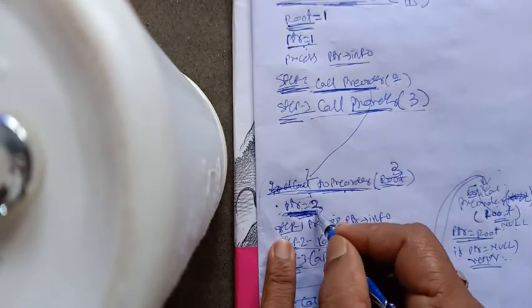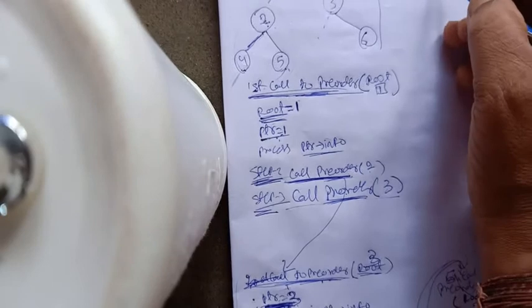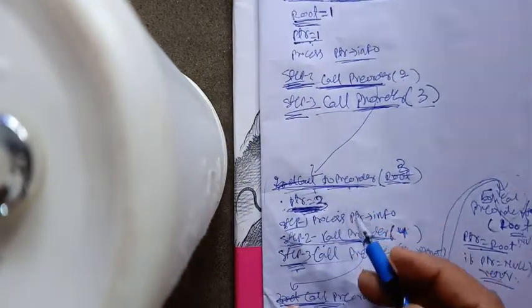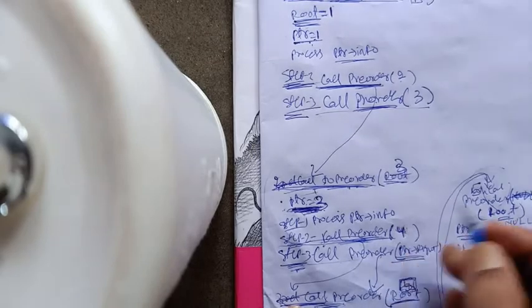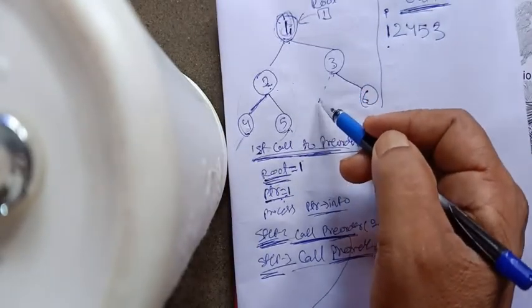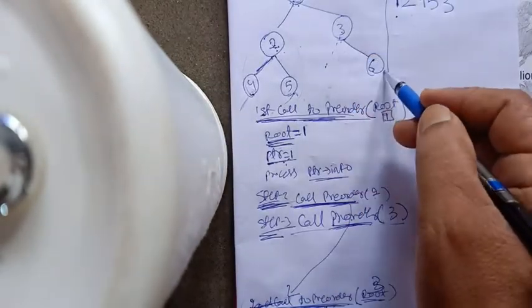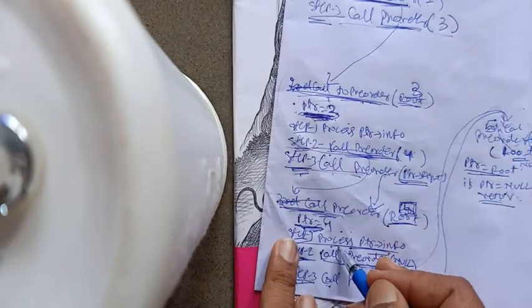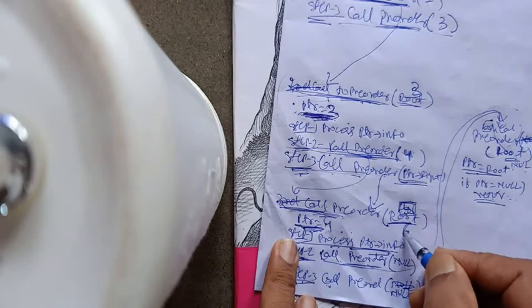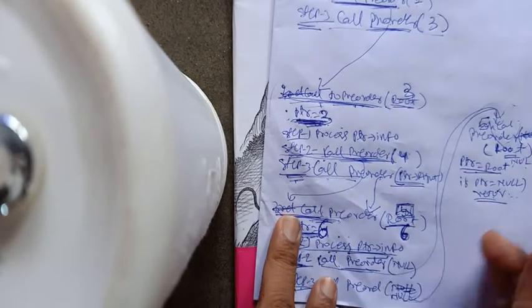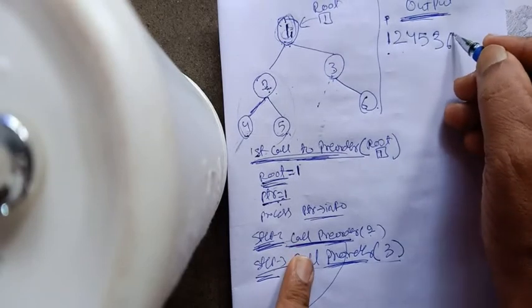Now this node 3 will be processed, so the output will be 3. After processing 3, the preorder function will be called by passing the left of 3. What is the left of 3? Null, so there is nothing to process. Then in step 3, it will call the right of 3, which is 6. Again another instance will be loaded, where the root value will be 6, and ptr will also become 6. Now the info of ptr is processed, so node 6 will be processed.